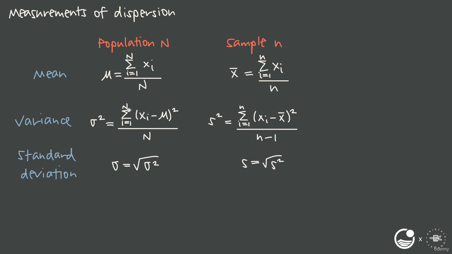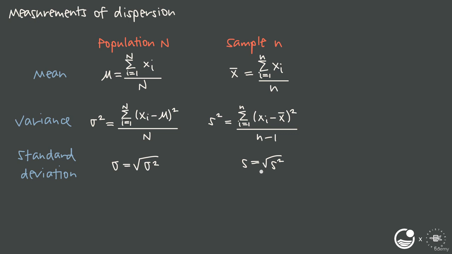So once we calculate population variance, to find population standard deviation, we just take the square root of population variance. Or once we've calculated sample variance, to find sample standard deviation, we just take the square root of sample variance, and that'll give us sample standard deviation.